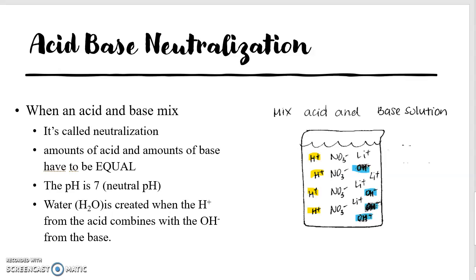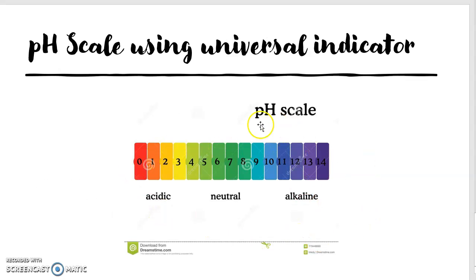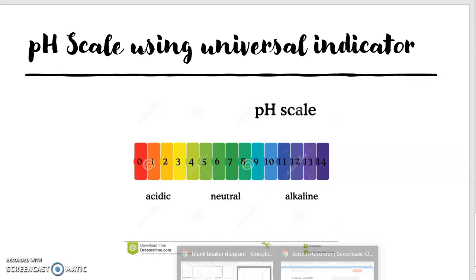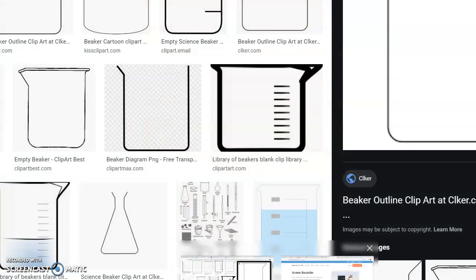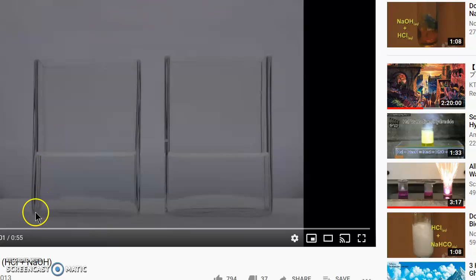So I want to be able to show you what this looks like. I'm going to show you the pH scale real quick, and what I want you to take note of is that a very acidic solution is usually red, and a very alkaline, or basic, solution is going to be purple. And your neutral solution will be greenish, a nice green color. So let's take a look at that, just beakers right here.